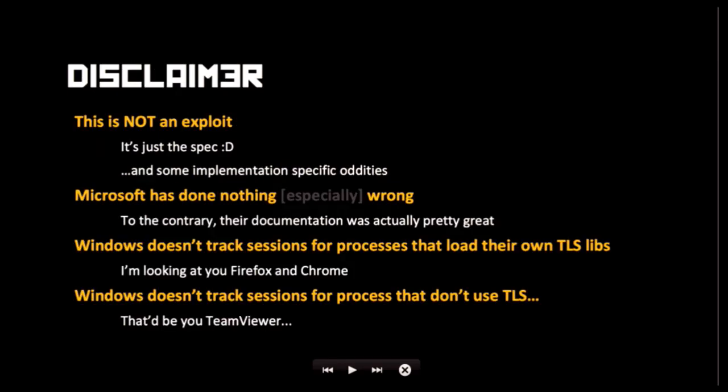So, quick disclaimer, it's not an exploit. And actually, Microsoft hasn't done anything wrong, despite what we're going to be able to do. For the most part, there's one kind of exception to that that we'll talk about, which is a little like, eh. But mainly just implementation-specific oddities. And then Windows isn't going to track sessions for processes that don't use their TLS library, which should kind of go without saying, but just full disclosure. And also, things that aren't TLS aren't going to be tracked either, so things like TeamViewer don't get tracked.